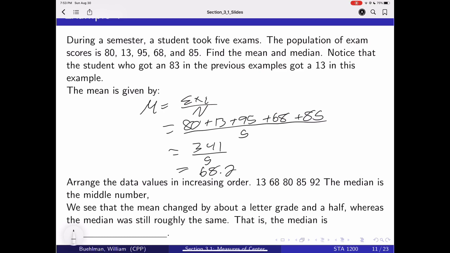So now we're going to calculate the median. So remember, in order to calculate the median, we have to arrange the data values in increasing order, so from smallest to largest. So here they are, 13, 68, 80, 85, and 92. And since we have an odd number, we just look for the middle number, which in this case is 80. So we see the mean change by almost a letter grade and a half, because before it was around 82 and now it's 68. That's over a full letter grade just by one observation changing, whereas the median really hasn't changed much. So thus we can see that the median is resistant.